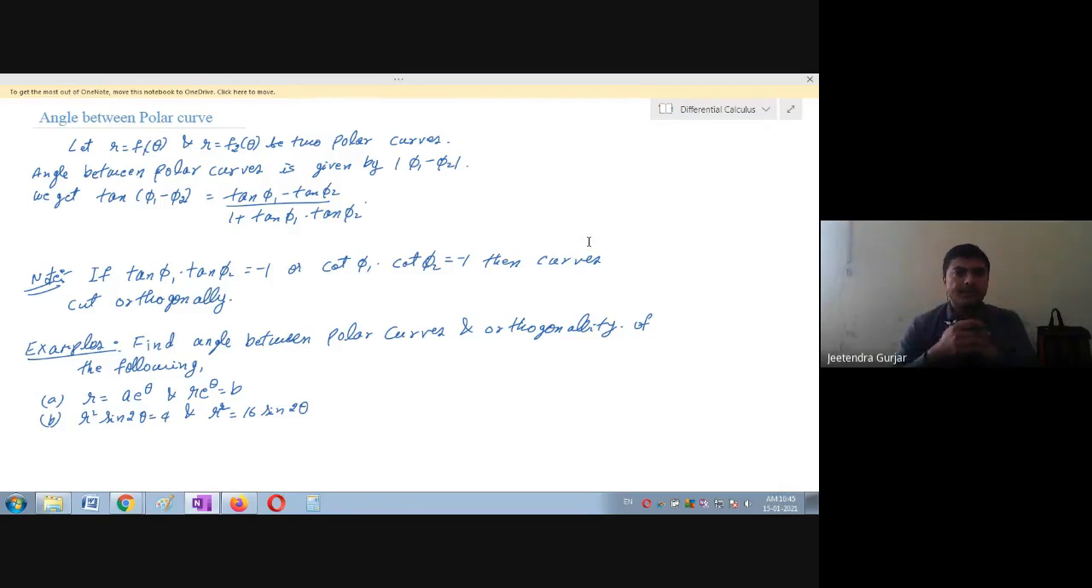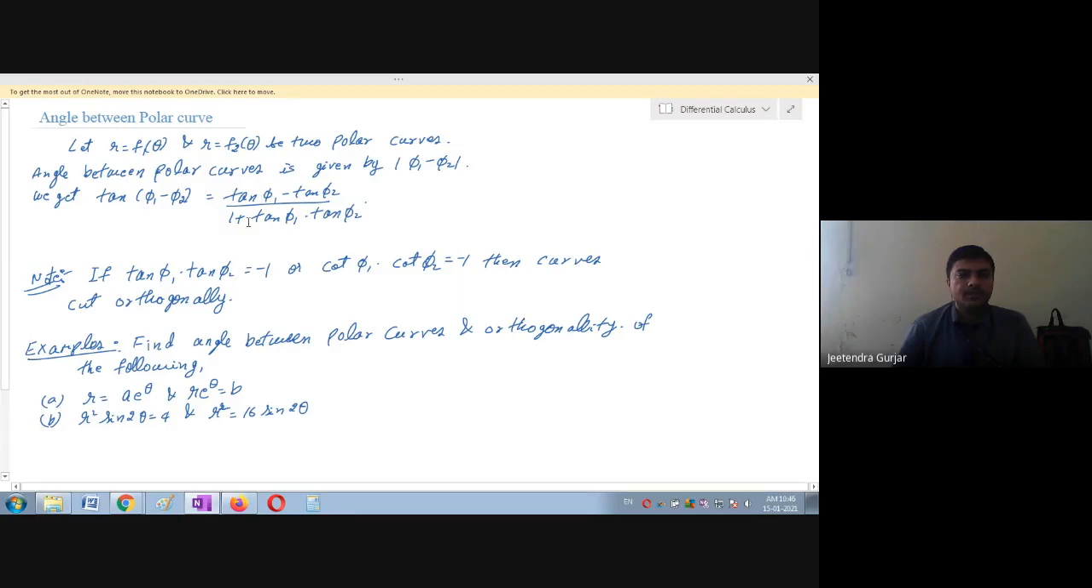We just define, let r is equal to f1 of theta, and another r is equal to f2 of theta. The angle between polar curves is given by modulus of phi 1 minus phi 2. We get tan of phi 1 minus phi 2 is equal to tan phi 1 minus tan phi 2 divided by 1 plus tan phi 1 into tan phi 2.